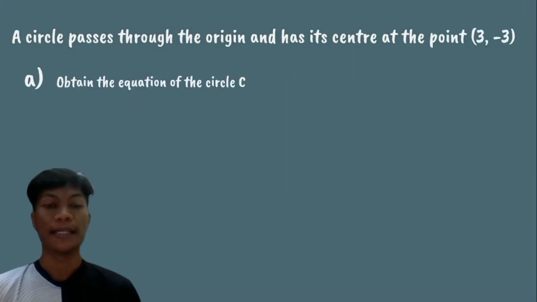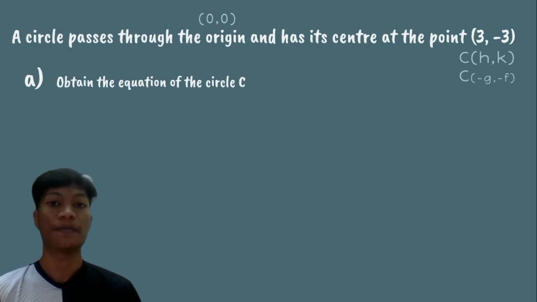In 4a, a circle passes through the origin with its center at the point (3, -3). So, given the center point of the circle is (3, -3), we will declare h equal to 3 and k equal to -3. First, we substitute the values of h and k into the standard form to get the value of the radius.